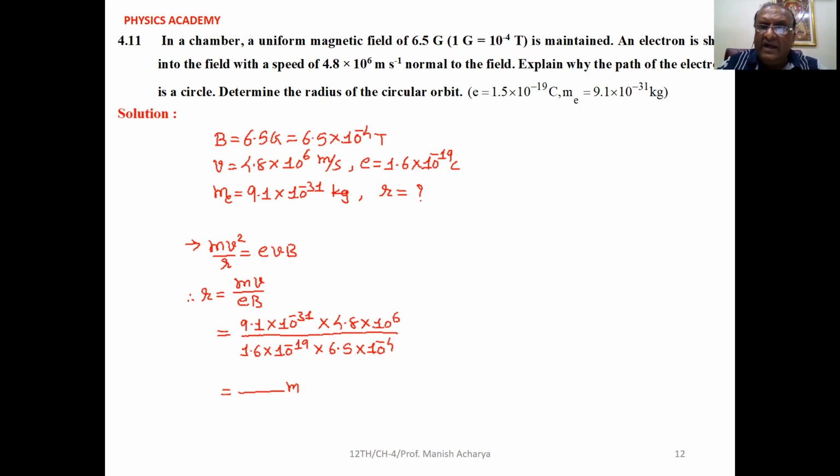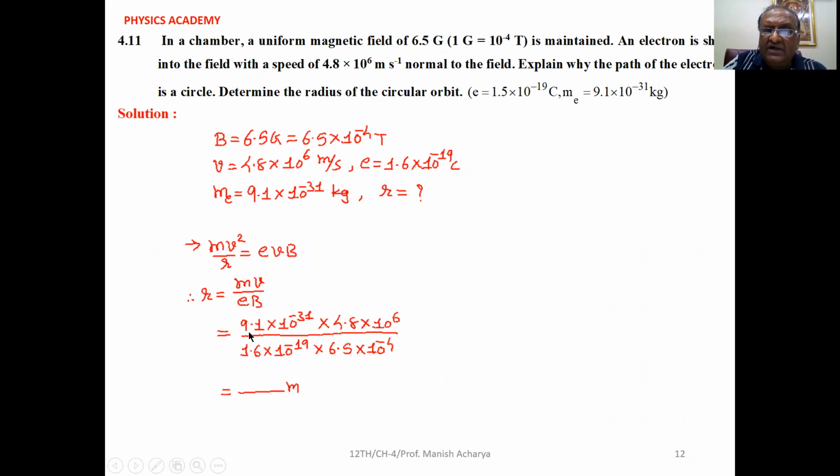And now, the required centripetal force for the circular motion, mv square by r, will be provided by the magnetic force, that is QVB. Here Q is e, so we can write eVB sine theta. Sine theta, that is sine 90, is 1 because V and B are perpendicular, that is given. So the radius of its circular path is mv upon eB.